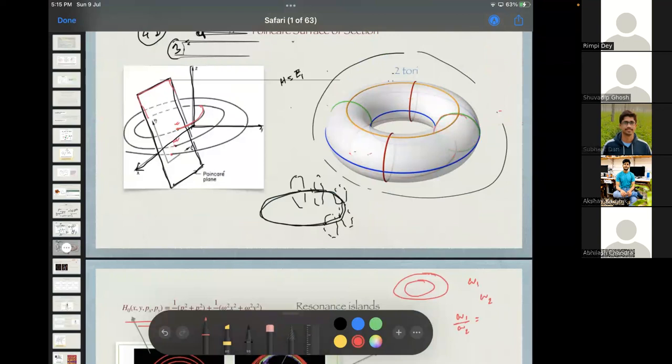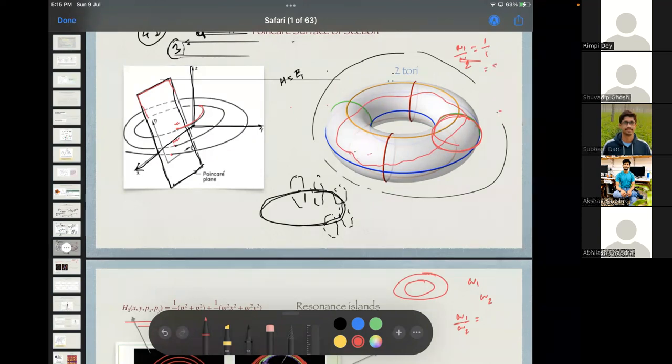So let's say this is the theta equal to 0 plane. If I start from this point, this trajectory will move around and will intersect at the same point. Let's say omega 1 by omega 2 equal to 1 by 1, 1:1. It will evolve around the big circle one time, and around the small circle also one time. So 1:1 means like this. So it is the periodic orbit.